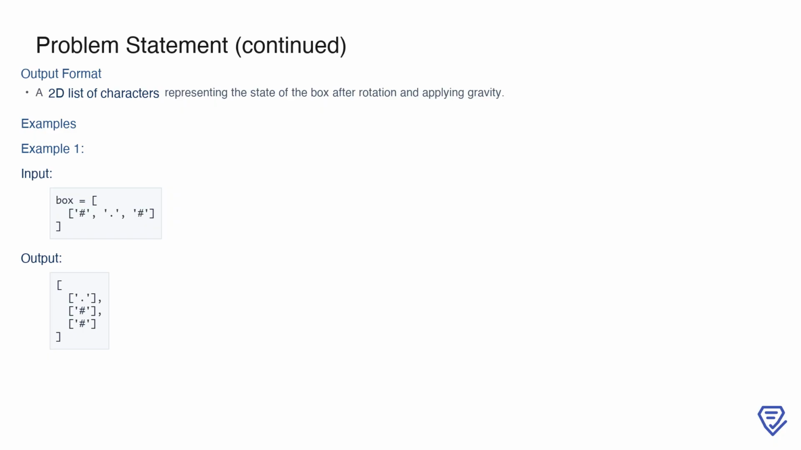Suppose the input is a box with one row and three columns, represented as a list of lists: hashtag, dot, hashtag. After rotating the box clockwise and letting gravity take effect, the stones fall to the lowest possible positions. The output for this example would be a grid with 3 rows and 1 column: dot, hashtag, hashtag.